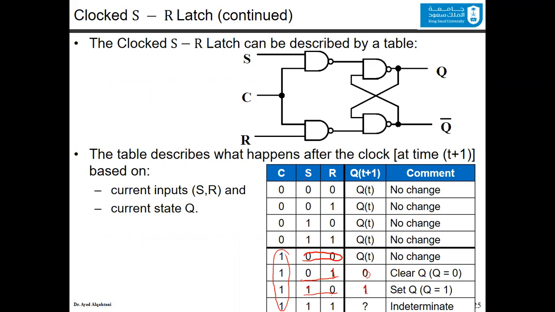This is the table that describes what happens, as we can see. Now we have a current input S and R, and we have a current state Q. So we name this the current input. This is the current input. This is the current state. And this one is the next state. When you see a signal with t+1, this means that it's the next state. When you see a signal with only t, this means it's the current or present state.